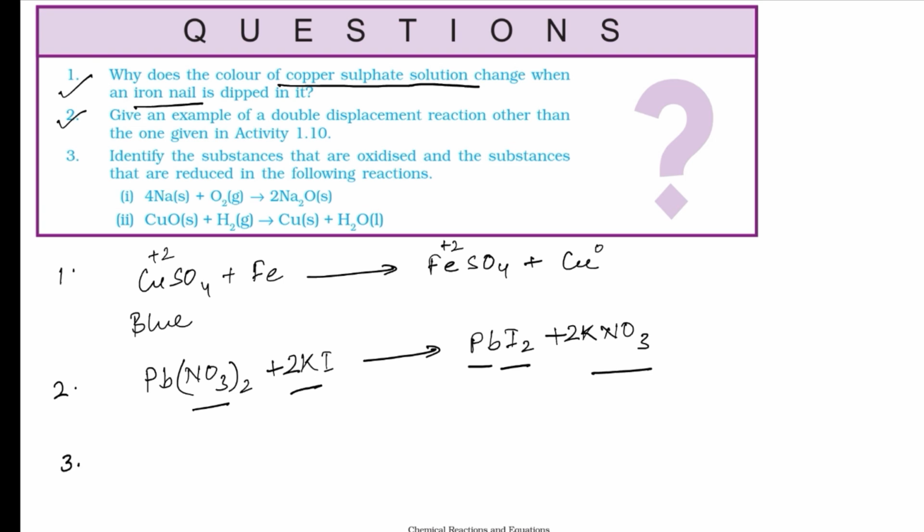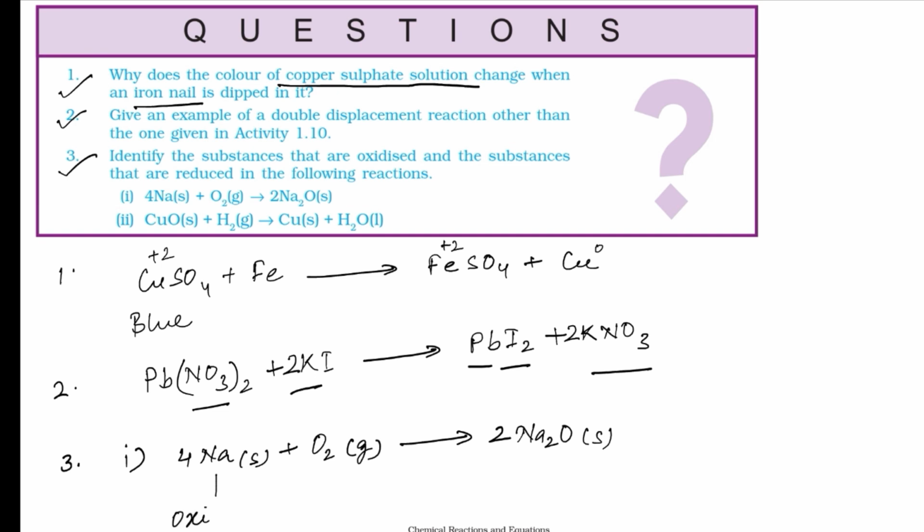Third question, identify the substances that are oxidized and the substances that are reduced in the following reactions. First one is 4Na solid plus oxygen gas forming 2Na2O solid. If you see in this reaction, sodium gains oxygen. Sodium combines with oxygen, so sodium is oxidized.